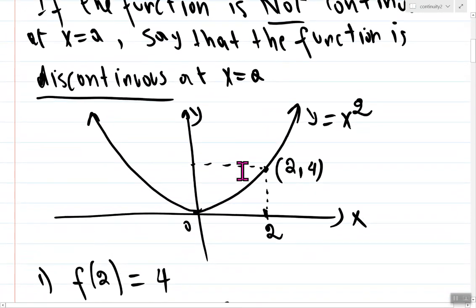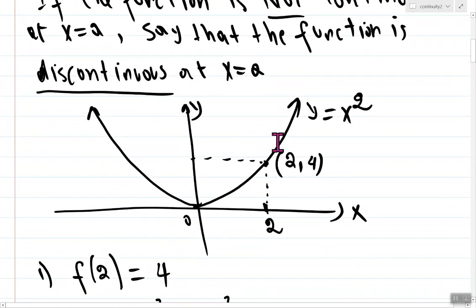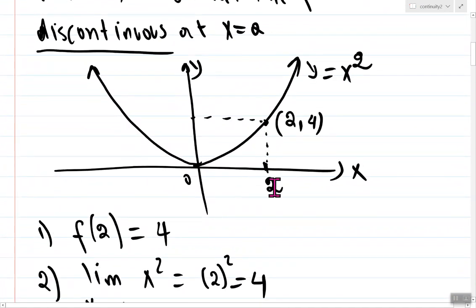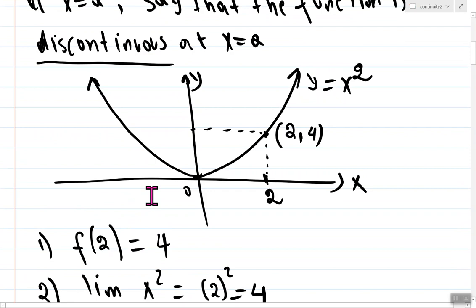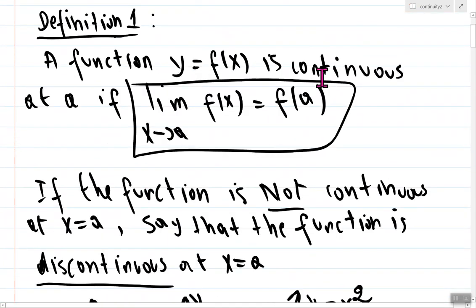For example, we're looking at the function y equals x squared, and at a equals 2. Is this function continuous at a equals 2? So we check. f of 2 equals 4. That's the right side of the equation. We find f of 2. Since a is 2, f of 2 is 2 squared, which is 4.